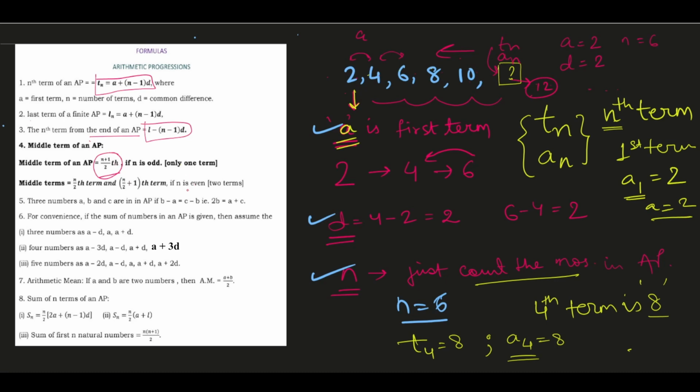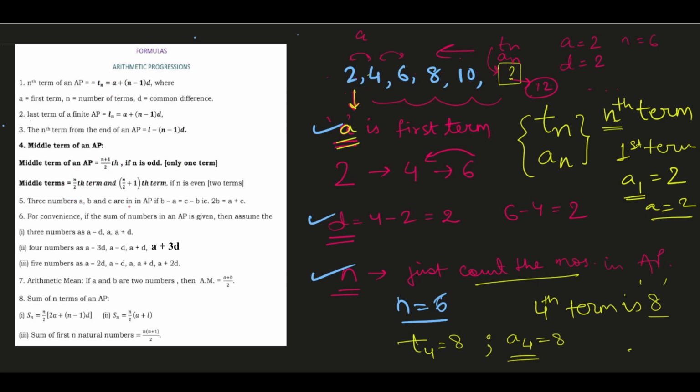And when it is even, then we will have two middle terms. One will be n by 2. Suppose n is 6, so n by 2, which means 6 by 2, is equal to the third term, then plus 1, the fourth term. So third and fourth. Okay. So those will be the middle terms. Then let's go to number 5.